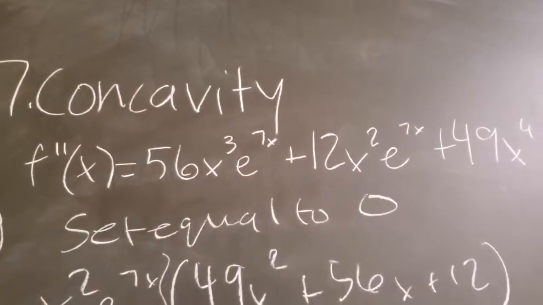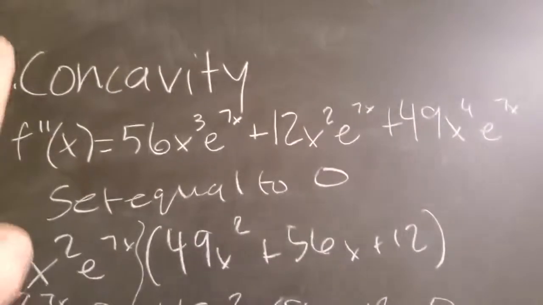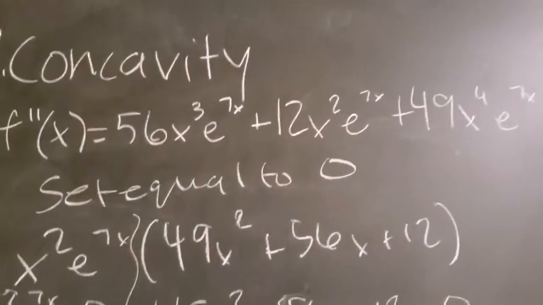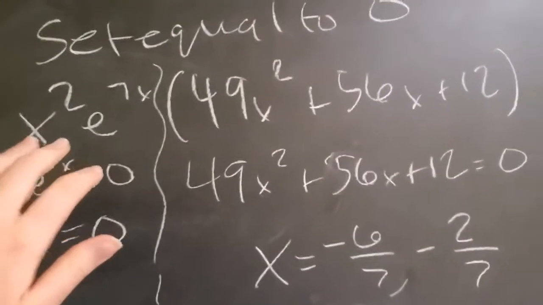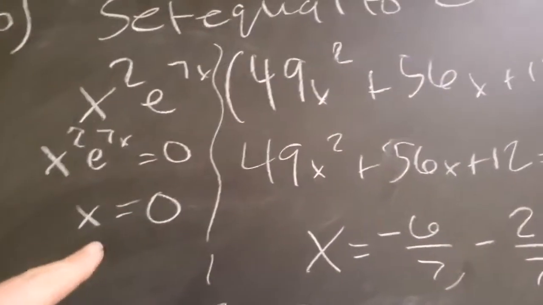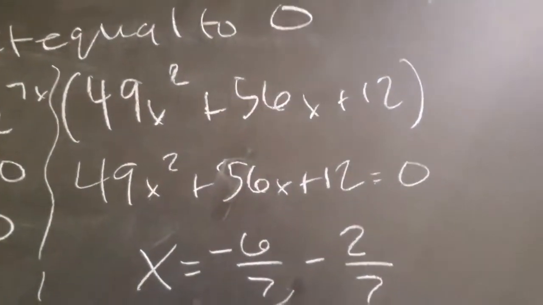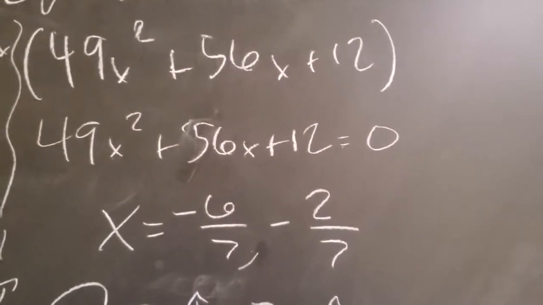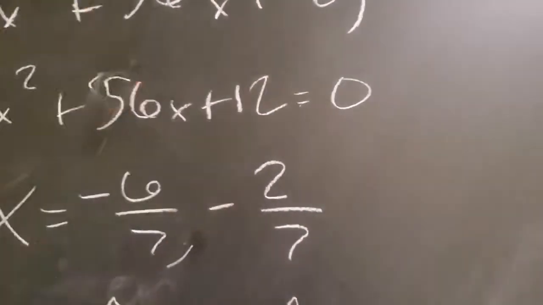To find concavity, you have to find the second derivative. And so that right there is the second derivative. And you set equal to 0, and then you're going to have to take out a common value to make this easier. So I took out x squared e to the 7x, and I set that equal to 0 and got x equals 0. But everything else right here, the 49x squared plus 56x plus 12, you have to set that equal to 0 and use the quadratic formula, and you get x equals negative 6 over 7, and then you get negative 2 over 7.